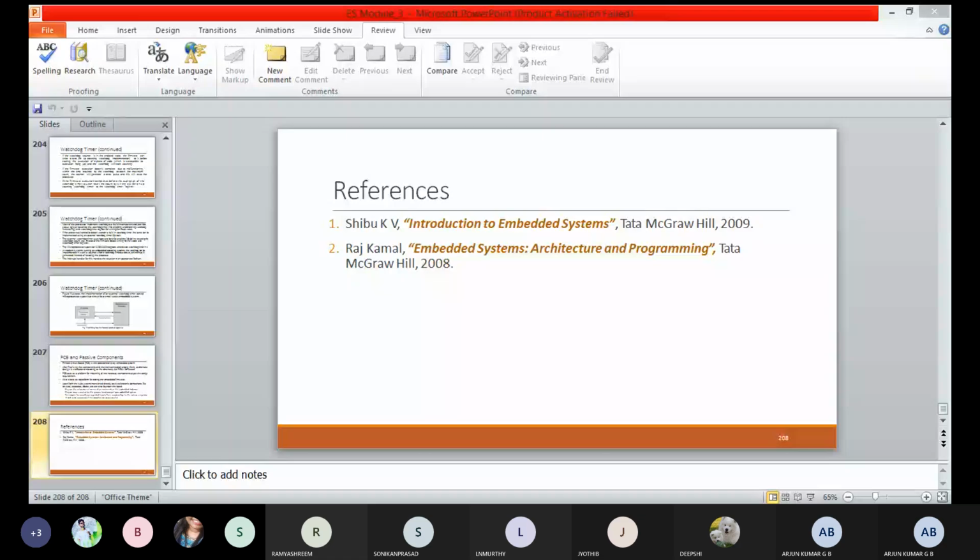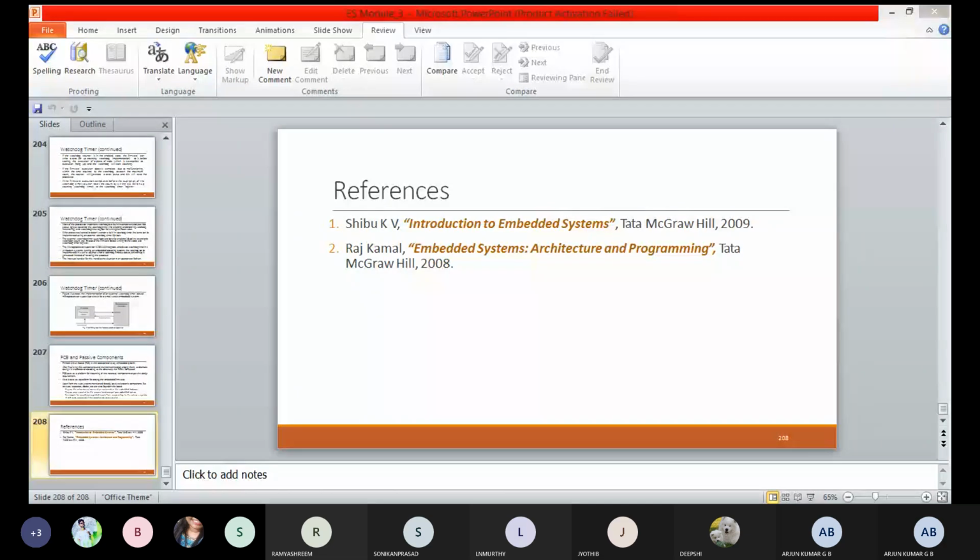Next is the core of the embedded system. There will be four categories. One is the general purpose and domain specific processors, second is application specific integrated circuits, third is programmable logic devices, and fourth is commercial off-the-shelf components. Nowadays the general purpose and domain specific processors are the most commonly used. Nearly 80 to 90% of embedded systems are built on these general purpose and domain specific processors.